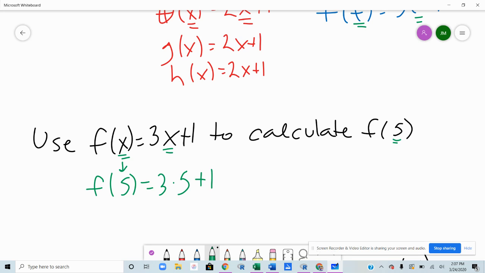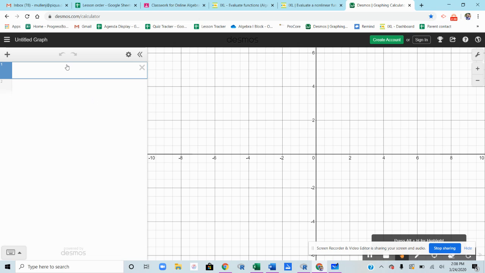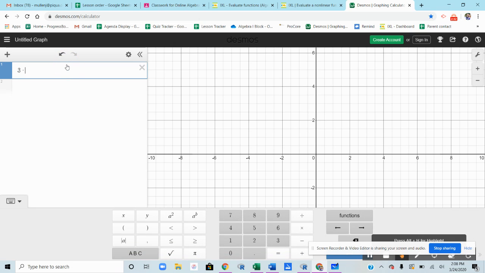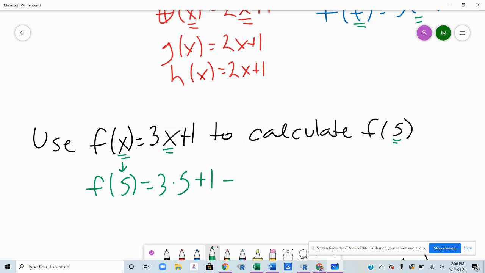Okay. And then you can use your brains, or you can go to Desmos and you can type that in exactly how you have it right there. So I've got 3 times 5 plus 1. Got Desmos open up here to show you that I can do 3 times 5 plus 1. And there's my answer in Desmos is 16. Okay. So f of 5 is 16.